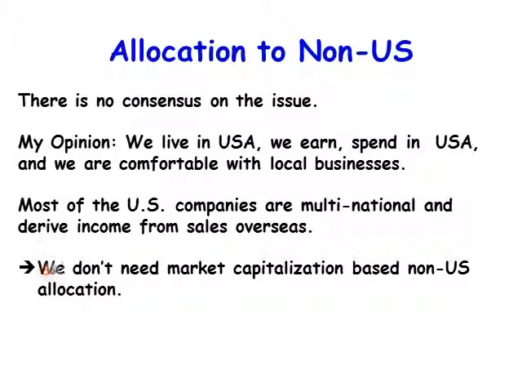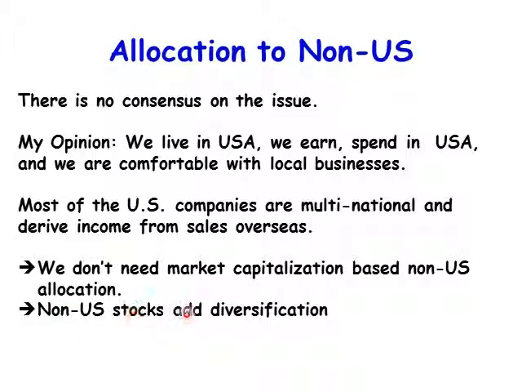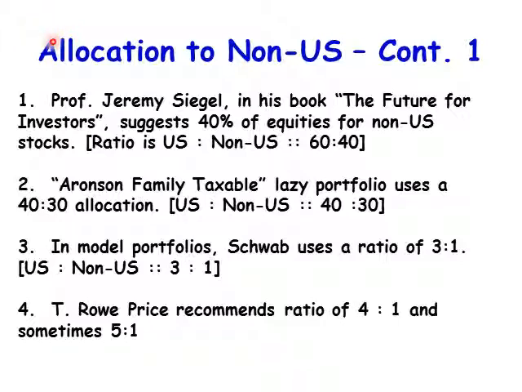It's my opinion here, we do not need capitalization based non-US allocation. And non-US stocks do add diversification. So let's look at all the issues involved. Let's see what gurus say about this allocation here. Professor Jeremy Siegel in his book The Future for Investors suggests 40% of equities for non-US stock. That is the ratio of US to non-US is 60 to 40.